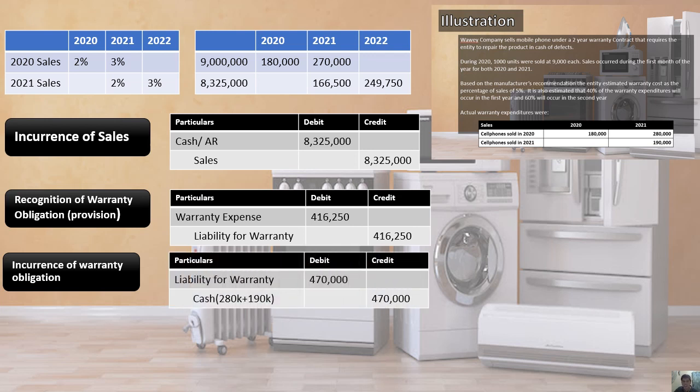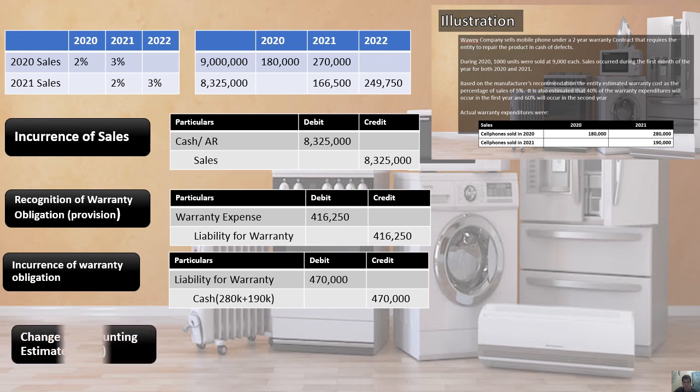Since meron na tayong na-recognize before na warranty expense, we are no longer required to make another warranty expense but just the usage of the provisions we have made earlier. So debit liability for warranty amounting to 470,000, then credit cash 470,000. Na-compute yon, 280,000 from sales made during 2020 and 190,000 which is the sales made during 2021.